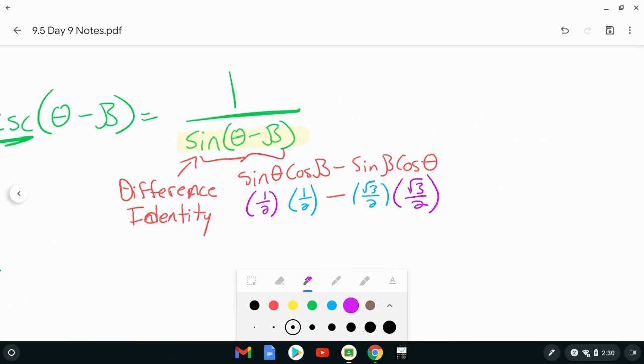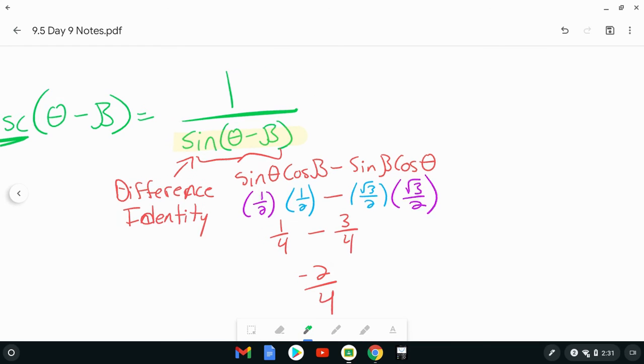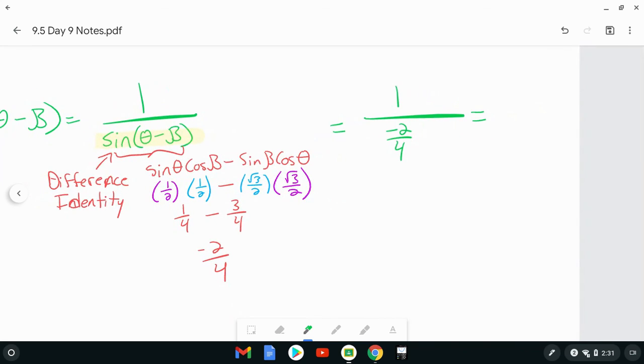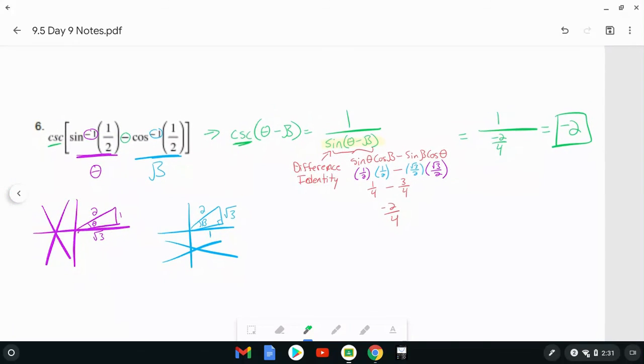So now, if we go ahead and simplify this, we have 1/4 minus 3/4, which is negative 2/4, but be careful because we got this fraction up here, so it's not negative 2/4, it's actually 1 over negative 2/4, which if you multiply by the reciprocal would just be negative 2. So cosecant of all that is going to reduce to negative 2.